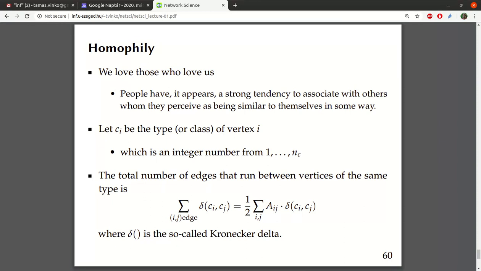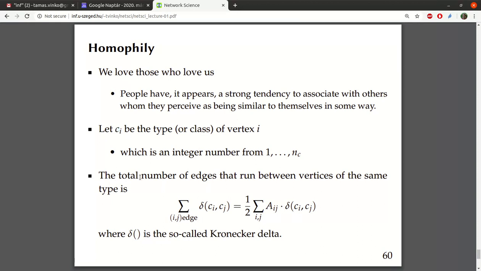Okay, so formalizing the concept, the homophily, is something like this. Imagine that we have some classes in the network, groups, and the number of these groups is denoted by NC. You can just think about NC equal to 2, for example. There are two classes in the network, and using this we are assigning a class to each and every vertex. This is going to be denoted by Ci.